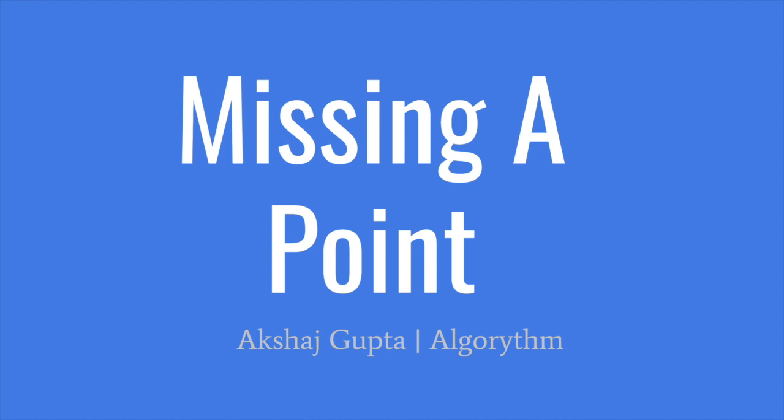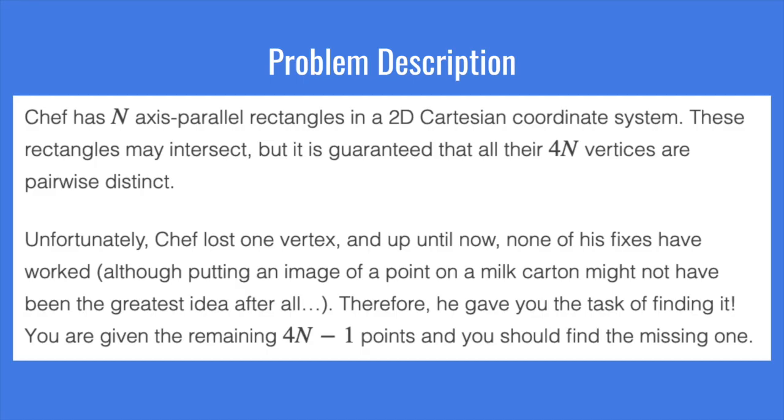Hello, today we'll be going over problem 4 of the CodeChef July Long Challenge 2020 Division 2, Missing a Point. So the problem statement is that Chef has n axis parallel rectangles in a 2D Cartesian coordinate system. We'll be talking a little bit more about what this is a little later on. It's guaranteed that there are 4n vertices in total that are pairwise distinct.